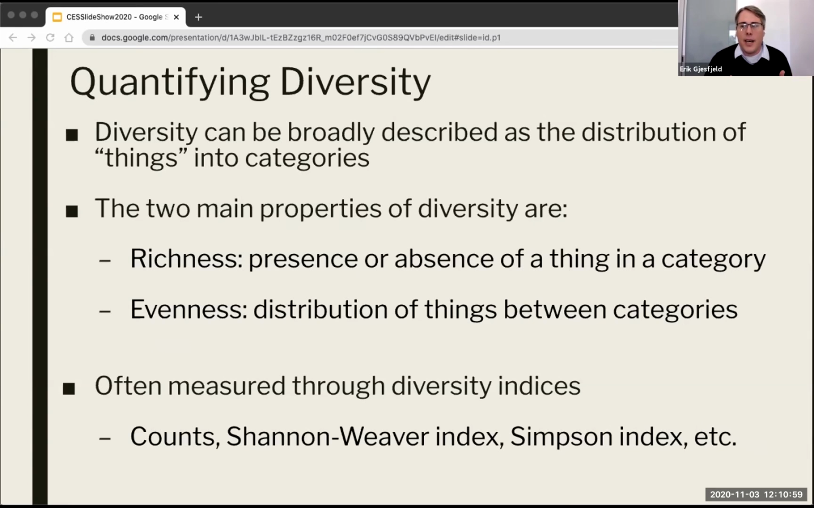Richness, simply the count of how many categories we have or how many lineages we might have. And then evenness, which highlights the distribution of things between these particular categories. Often these properties are measured by a variety of diversity indices, things like simple counts of lineages, as I had showed in the previous slide, but also things like the Shannon-Weaver index, the Simpson index. There's a whole variety of diversity indices that I'm sure most people are familiar with.